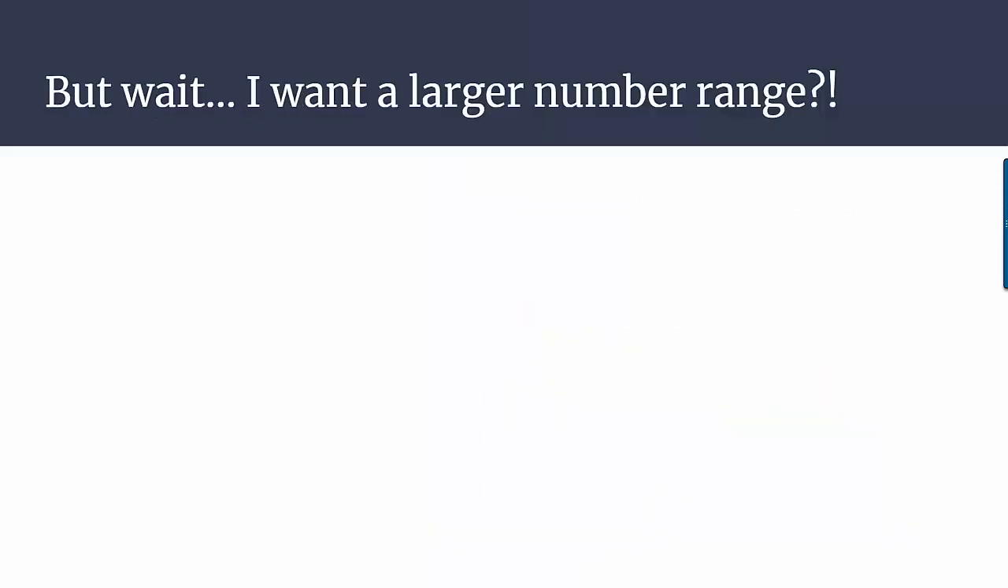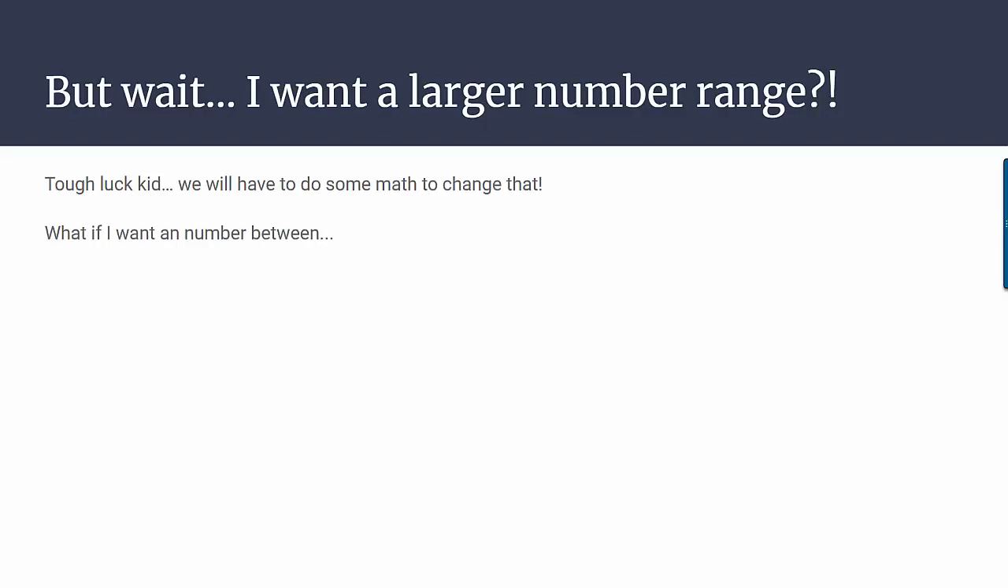Okay, so by itself, that might not seem very useful. You might want to generate random numbers in a different range with a different minimum and a different maximum. So the usual way to do this is to take the range from 0 to 1 and do mathematical things to it to transform it into the range that you want.